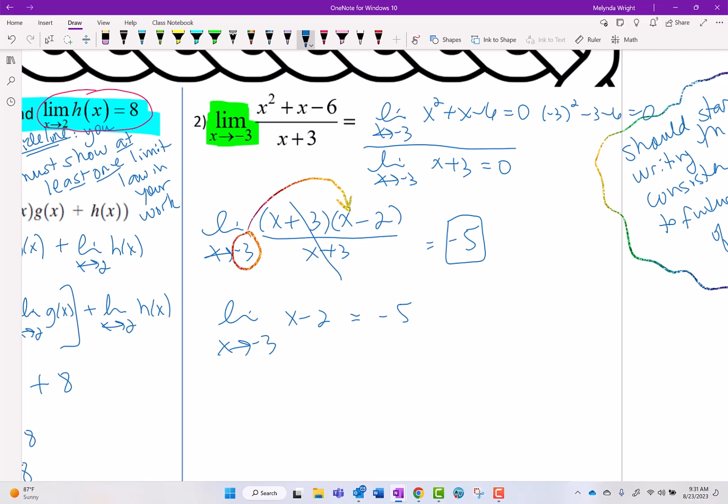Yes, ma'am. I'm confused. So why did we do the -3 on top? Why did we put it into the whole x squared plus x? What we have to do when we start out a limit is deal with what we're given. And what we're given is this piece right here. We've got to start out with that piece and see what happens. So if I plug in a -3 into that piece, what do I get? I get 0 over 0. And since I got 0 over 0, that means I need to do something.